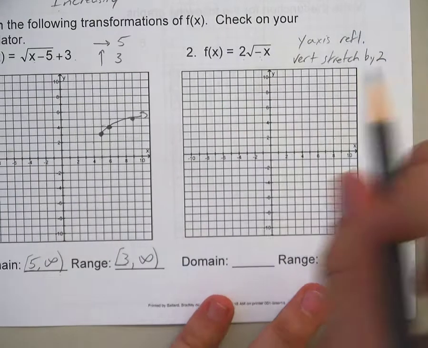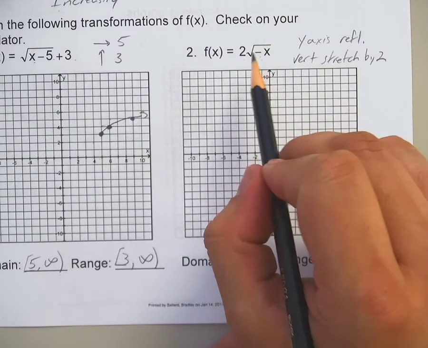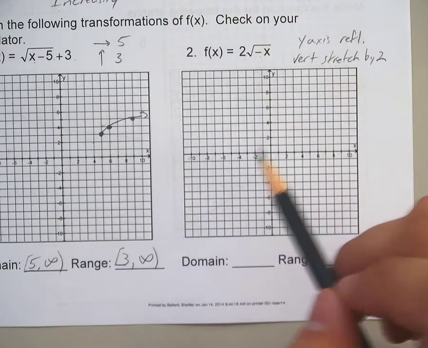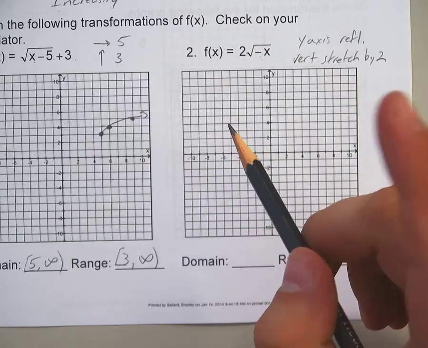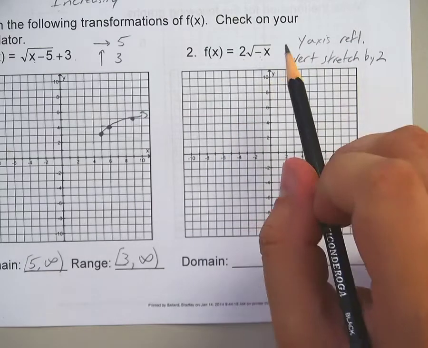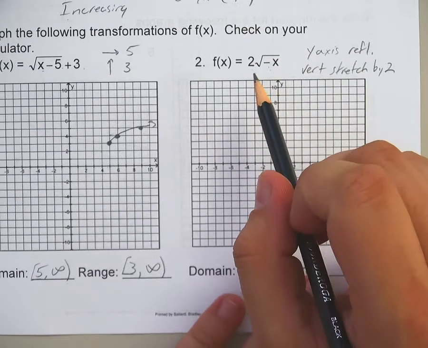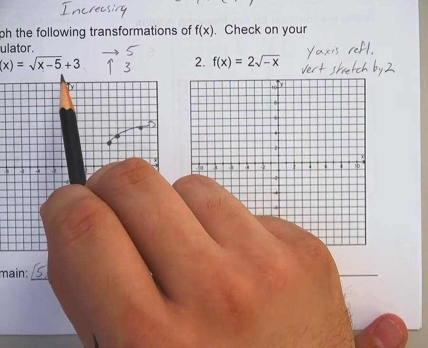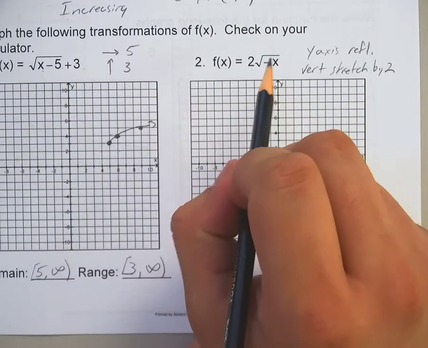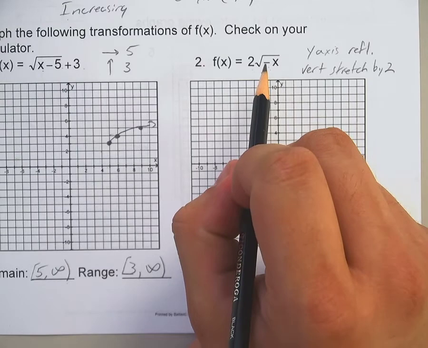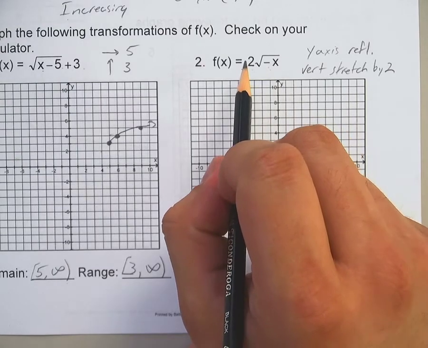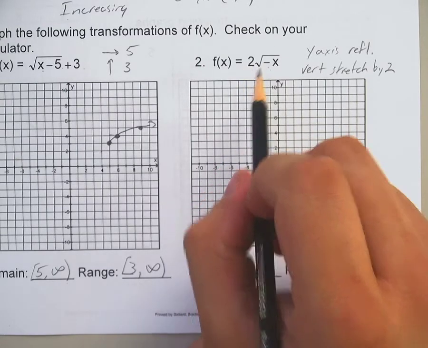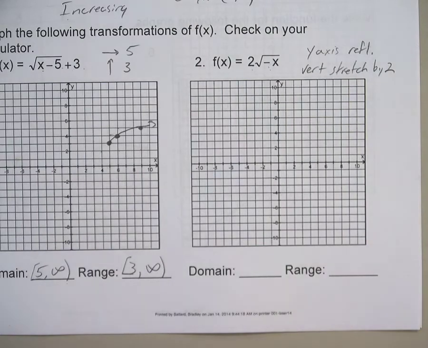Now, how I know this is I treat the square root just like I treat parentheses. I'm going to say that again. I treat the square root like I treat parentheses. So that's why over here I went right 5 instead of left. That's why here I'm going to flip across my y-axis. Since the 2 is outside the square root, I'm going to treat that like a vertical stretch.